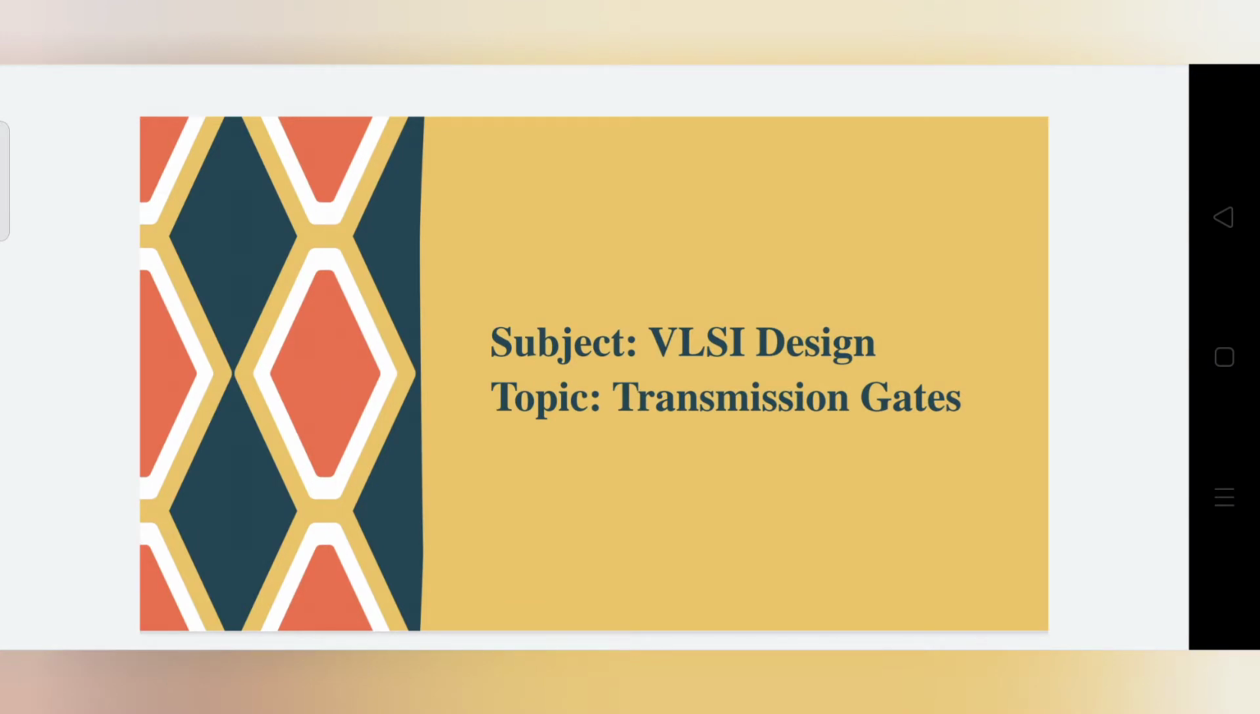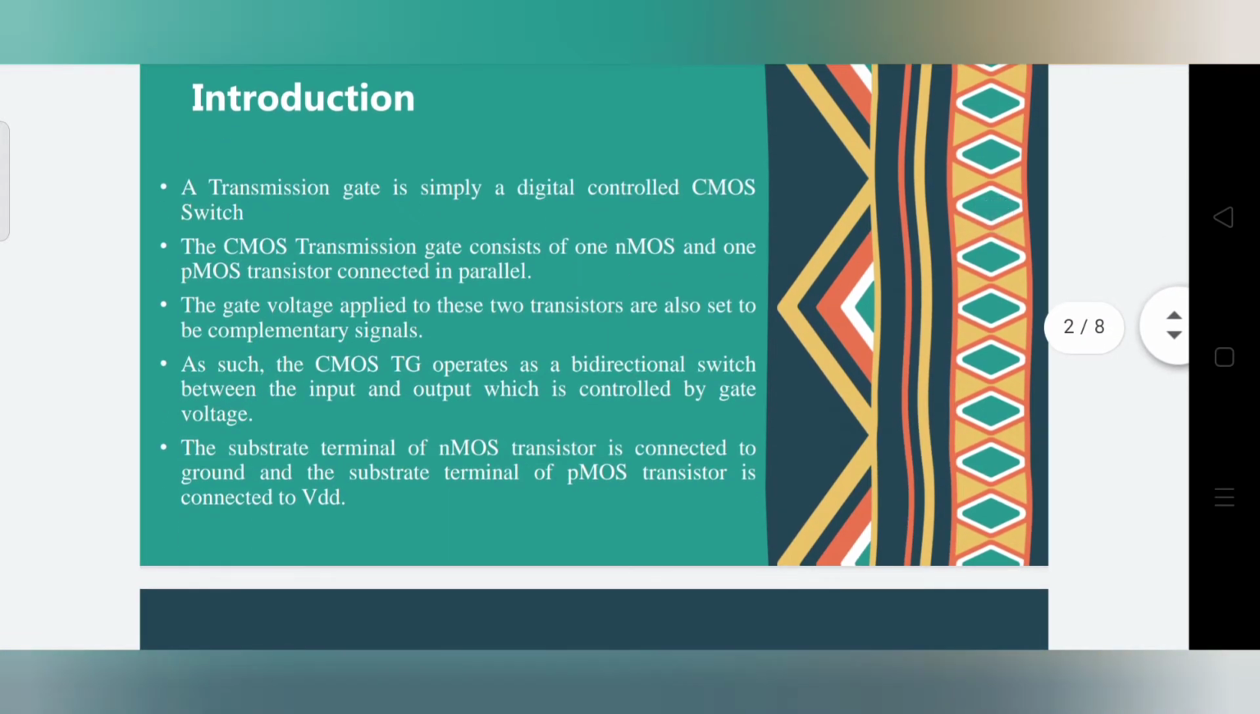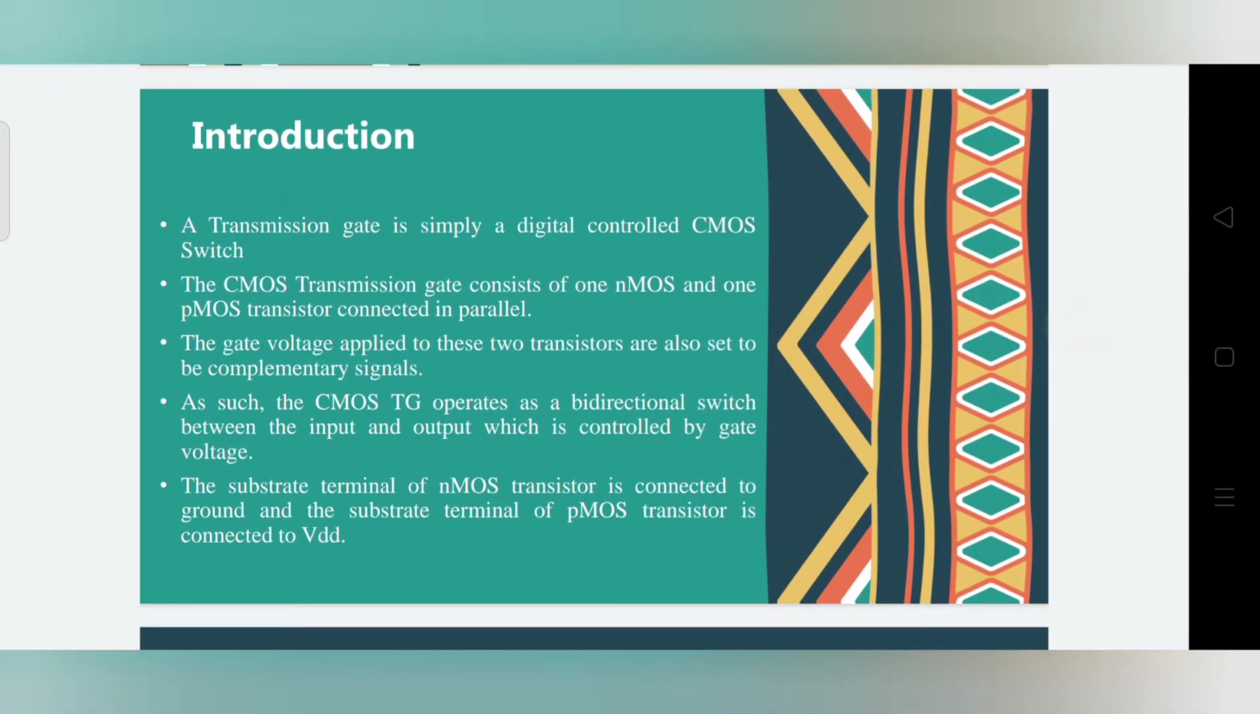In this video we are going to see about transmission gates. A transmission gate is simply a digital controlled CMOS switch. The CMOS transmission gate consists of one NMOS and one PMOS transistor connected in parallel. The gate voltages to these transistors are also said to be complementary signals.